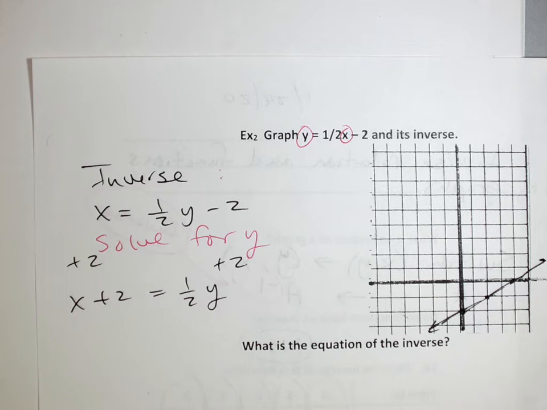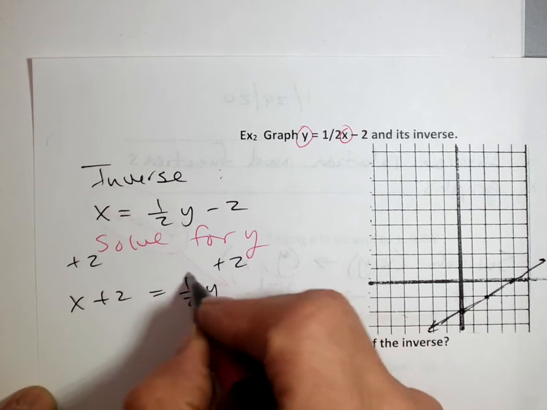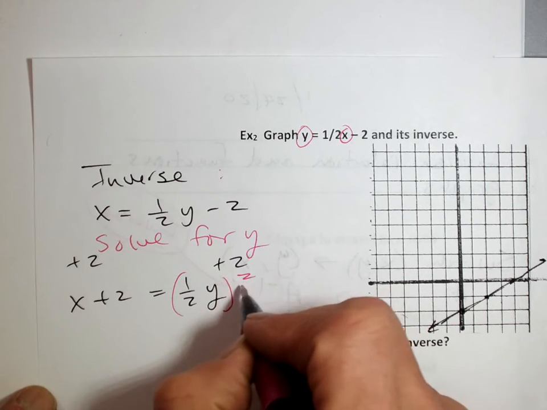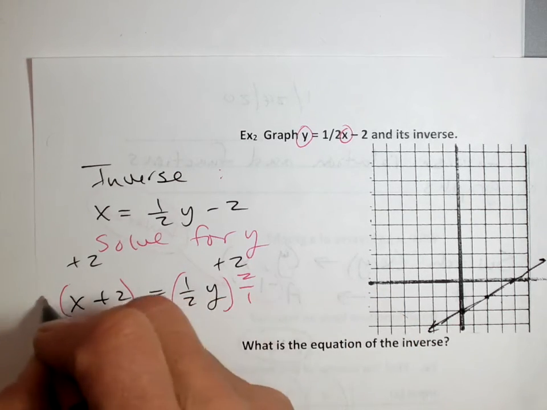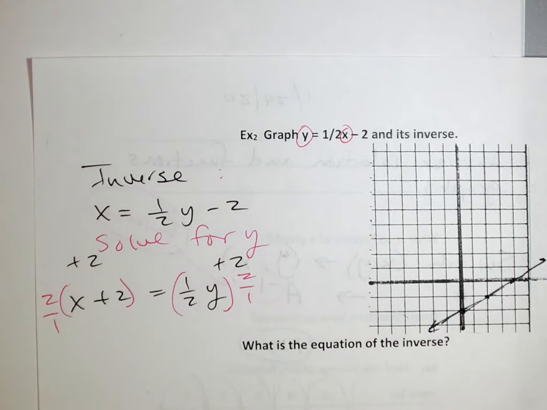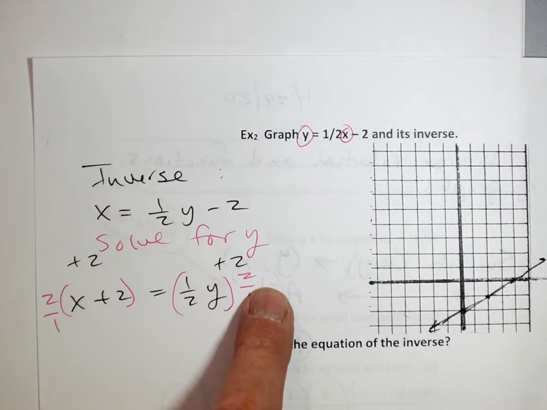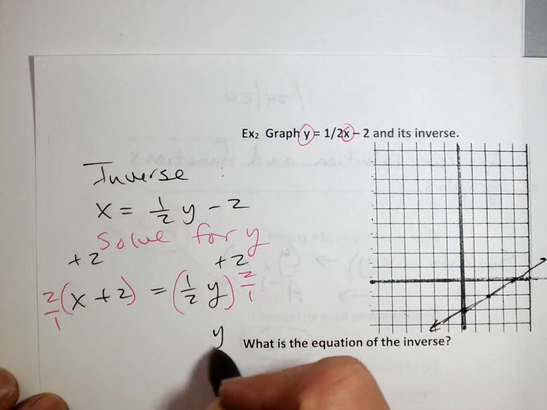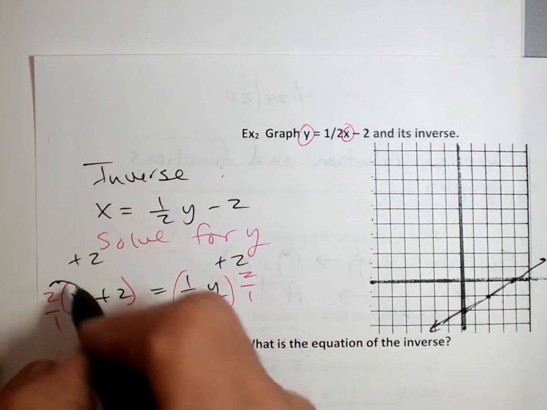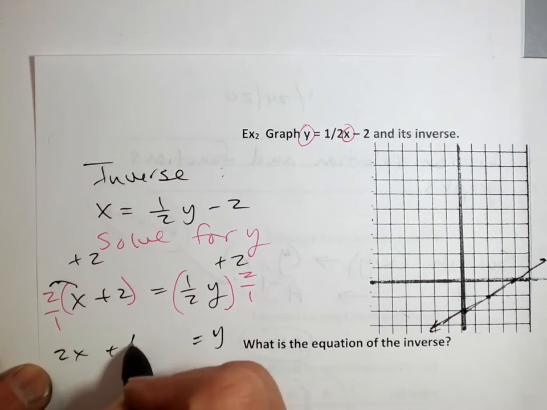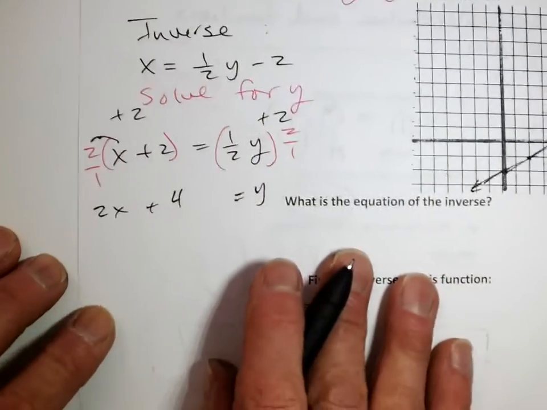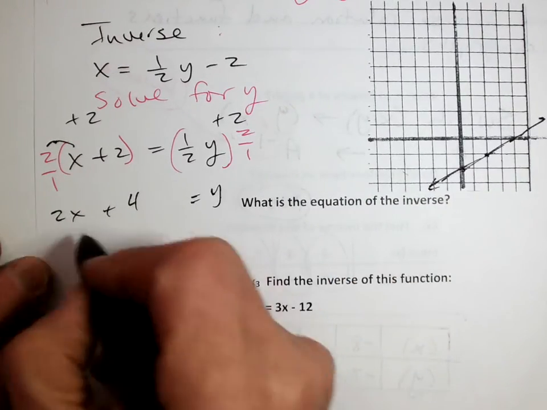I'm going to get rid of the 1/2 by multiplying by 2 over 1, or just 2. 2 is easier. So if I multiply both sides by 2 over 1, the 1/2 disappears, and I get y equals 2x plus 4, right? Now, Rally, to answer your question, you were correct, that's a 2 over 1.